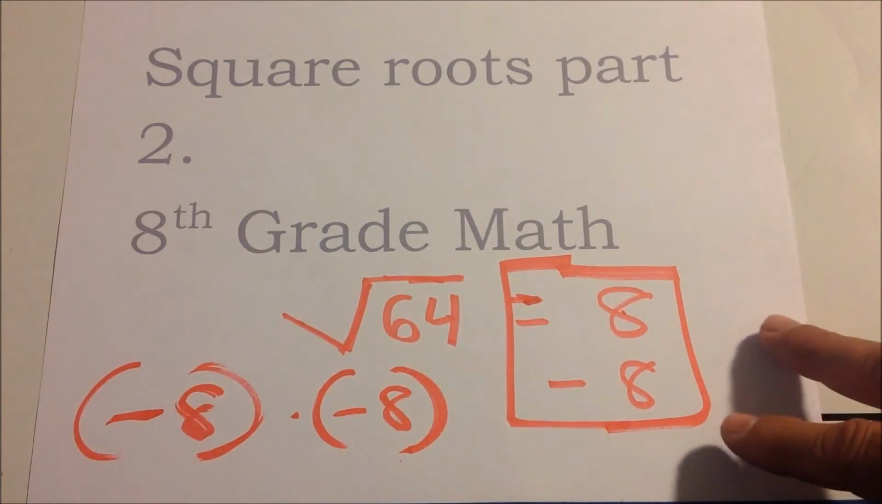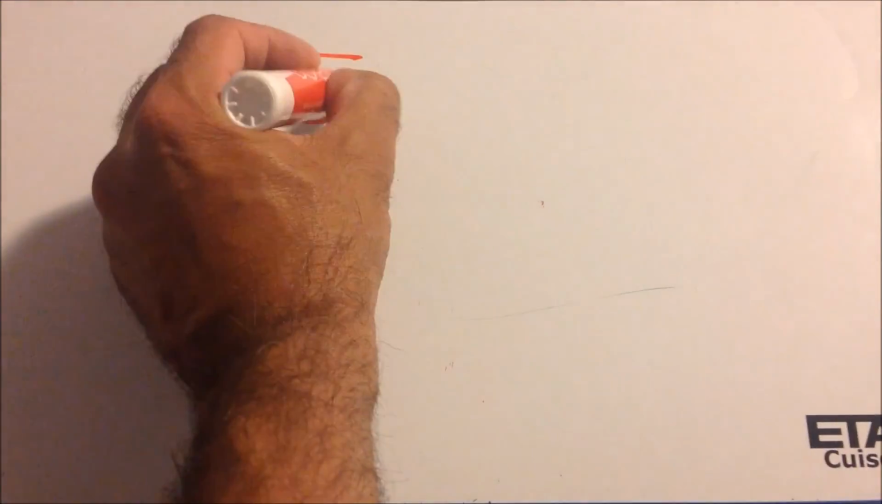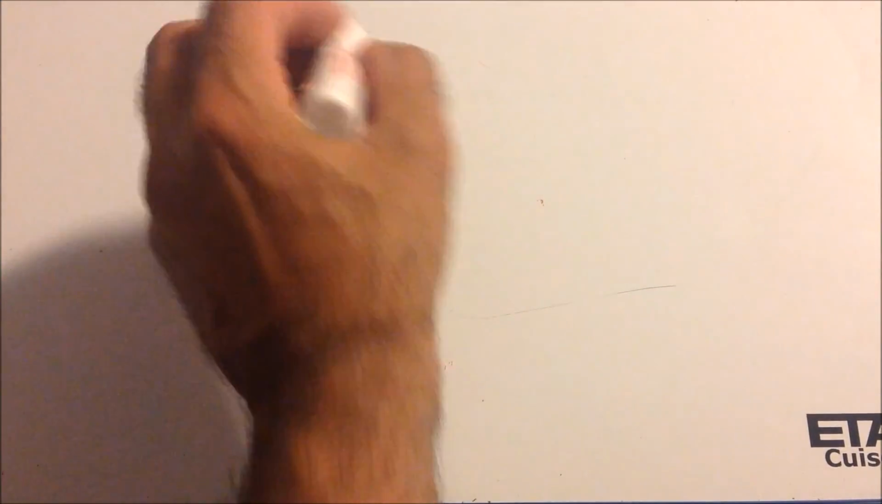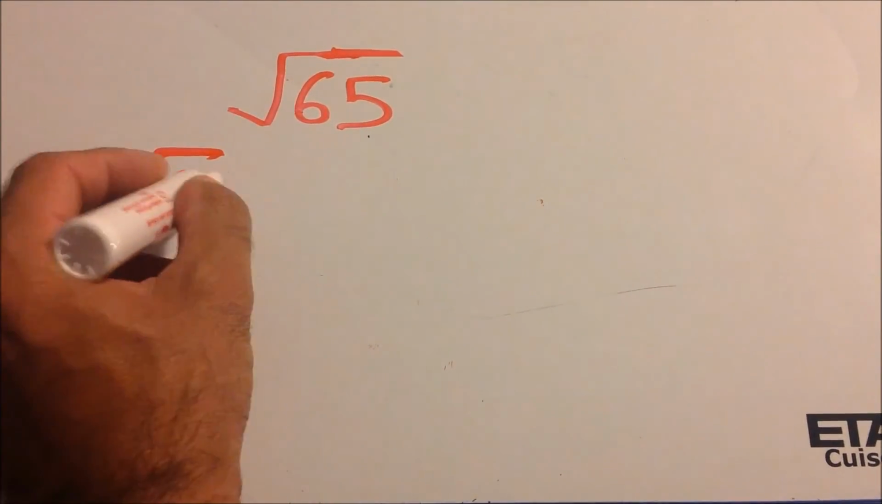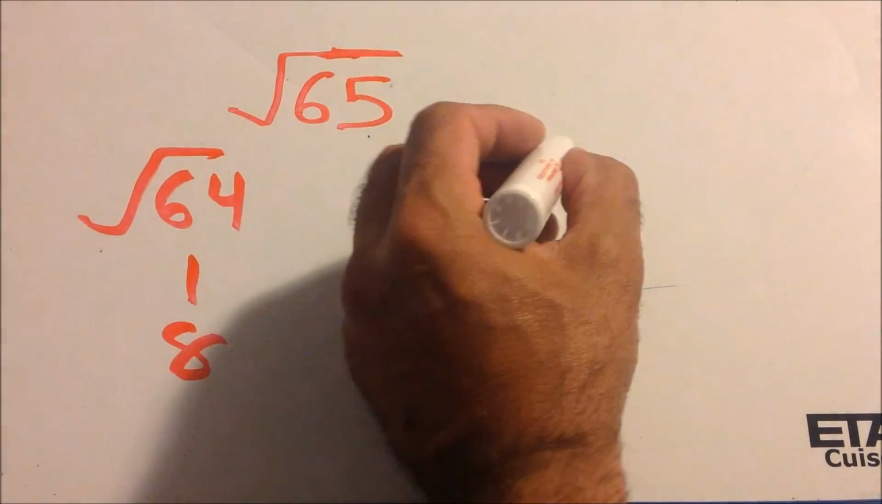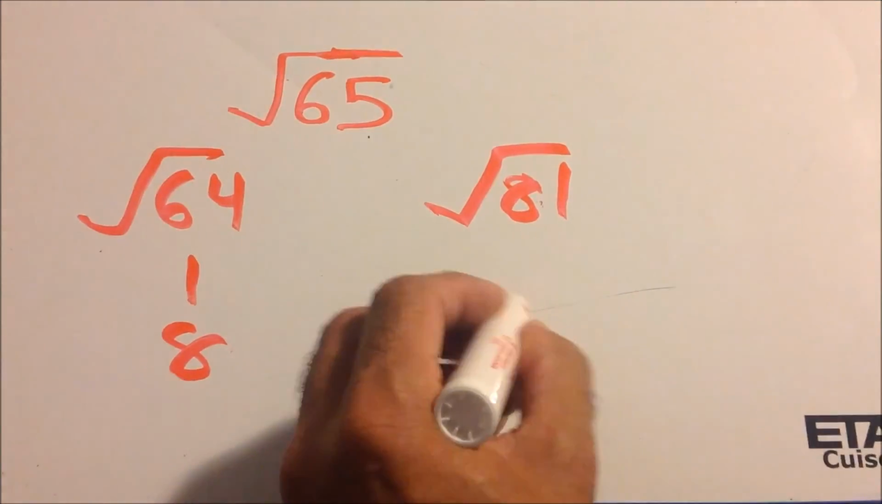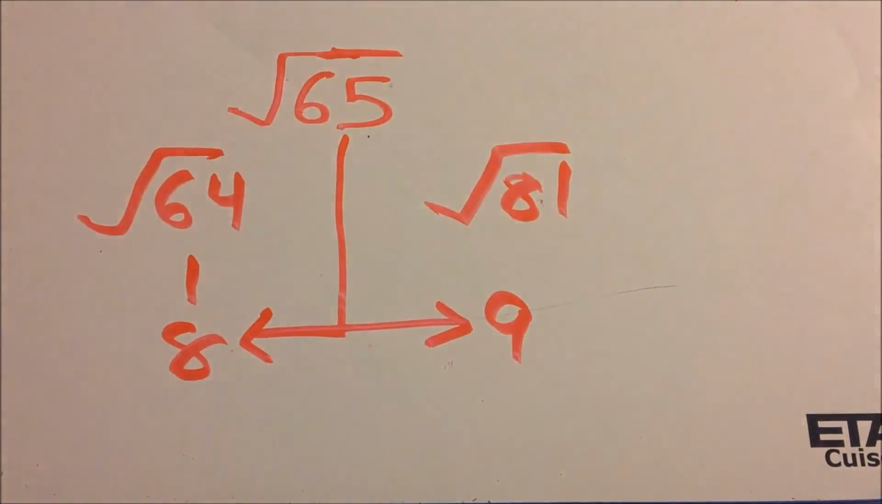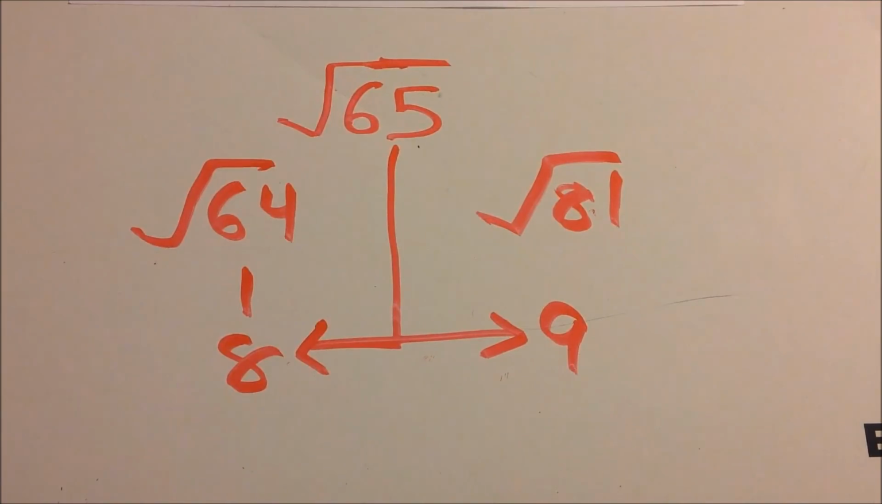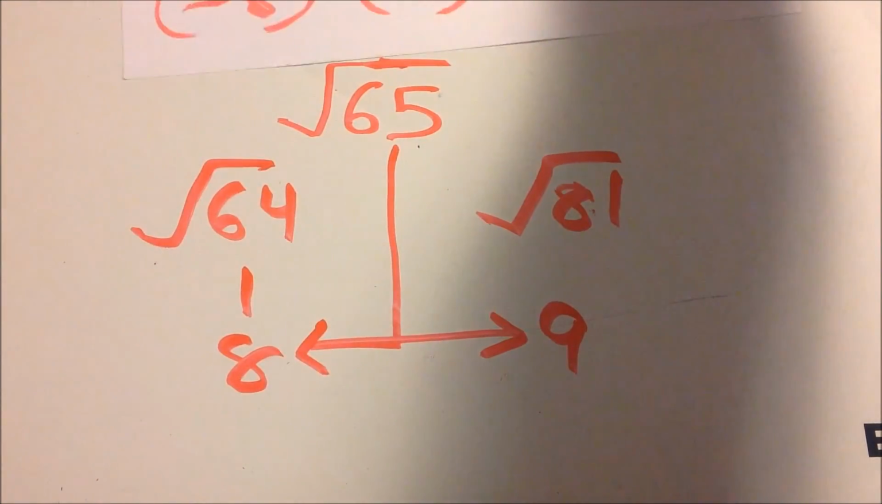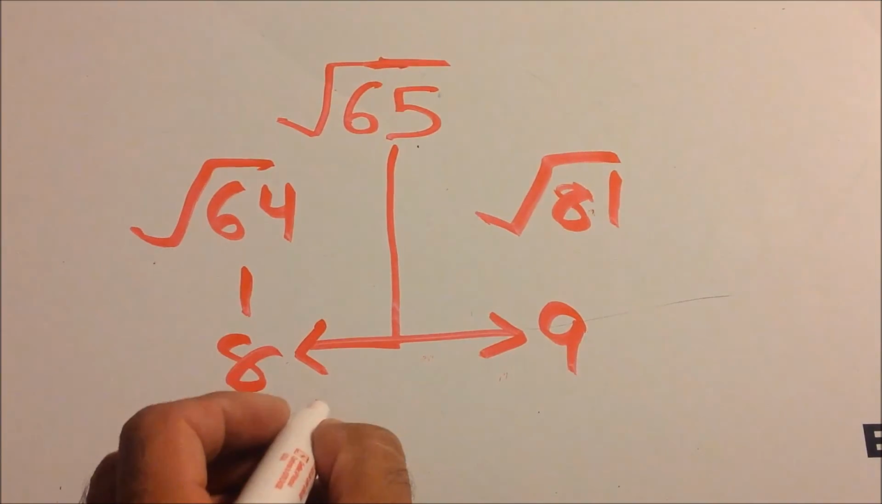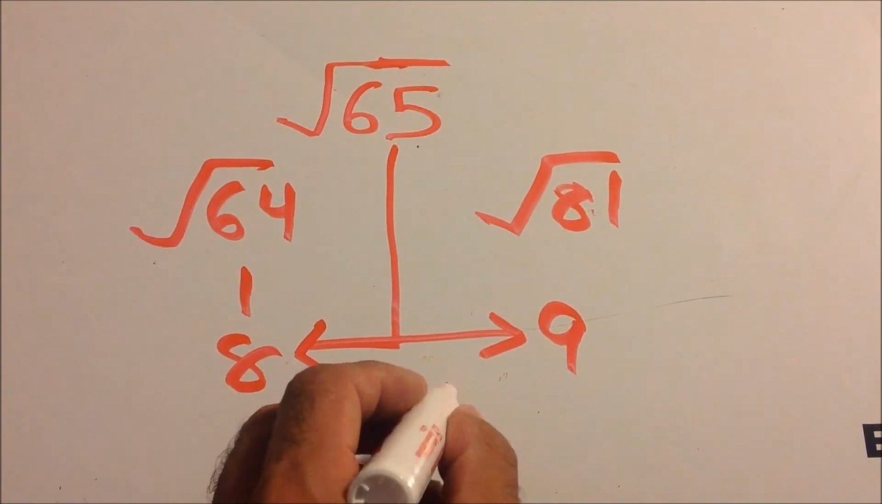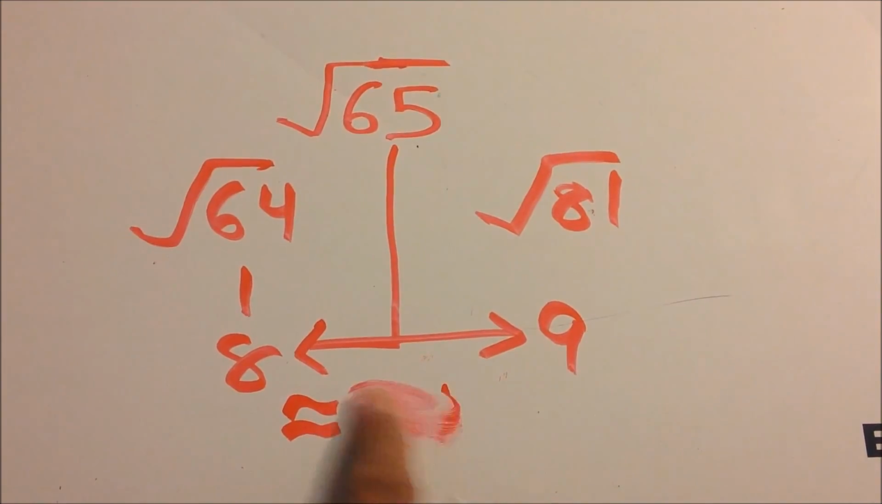And we estimated square roots also. So let's look at one. Say we had the square root of 65. If we had the square root of 64, we know it is 8, and the square root of 81 is 9. So we have 65. The square root of 65 is between these two numbers, and it's much closer to the square root of 64. So since it's much closer, we can say it's about 8.1.